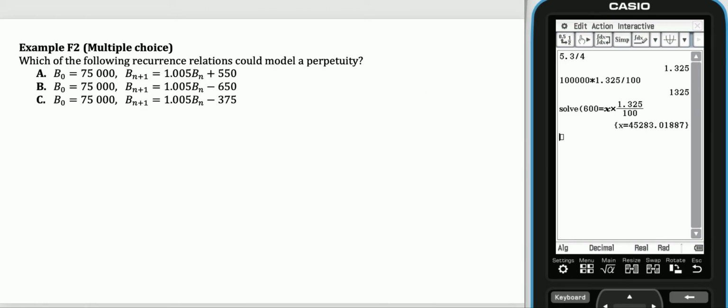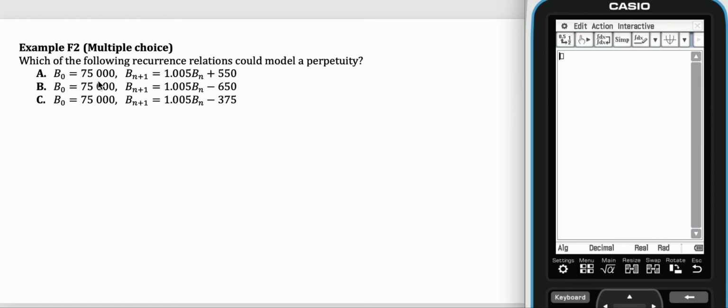Second example for perpetuities, we've got a multiple choice question, and it says, which of the following recurrence relations could model a perpetuity? So we've got three different options of recurrence relations, and our job is to find the one that would model a perpetuity.